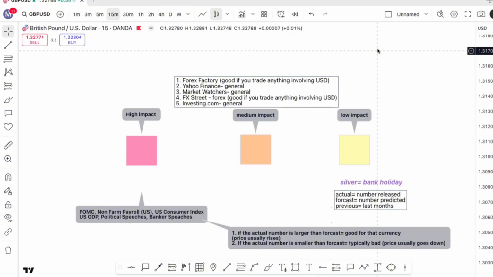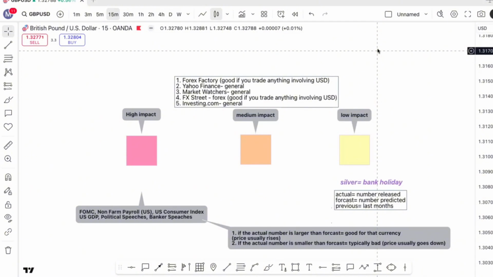So your risk management should be really, really good on a day-to-day basis, but even better when it comes to news. Remember this, more volatility equals more risk, but also could potentially lead to more reward. So just be careful. So when it comes to news, the major one that I use is Forex Factory.